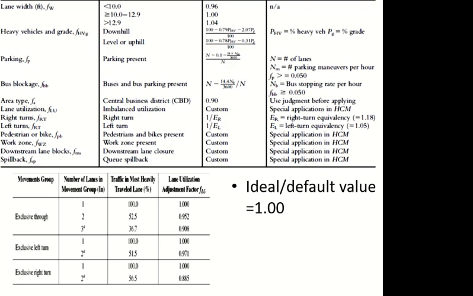How do I get these factors? These are tables which give you most of the factors, not all of them. These factors require a separate set of calculation. We are not going into those details right now. If you go to the Highway Capacity Manual, you will find calculations for pedestrian bike factor, work zone factor, downstream lane blockage factor, spillback factor. So there's a lot of calculation involved here.